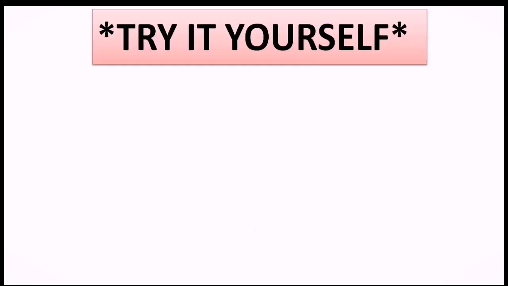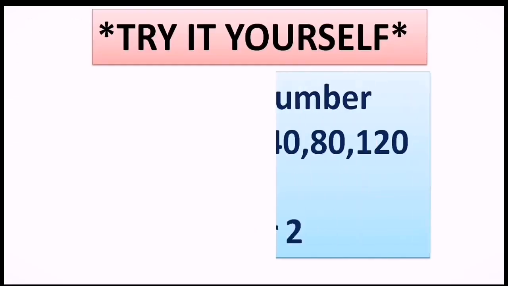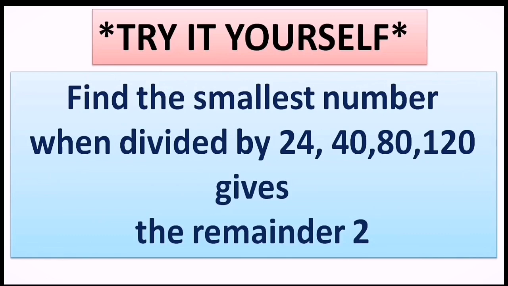So I know this is time for you to try yourself. So this is the question on your screen. Find the smallest number when divided by 24, 40, 80 and 120 that gives the remainder 2. I hope you will understand it. The smallest word is the key or the tip or the hint given in the question itself, which indicates that we need to find LCM. The moment you find LCM, the only one thing is remaining, that is to add 2 in it, and you will get that required dividend, right? So here it is for you, and I'll be waiting in the comment section for your answer.